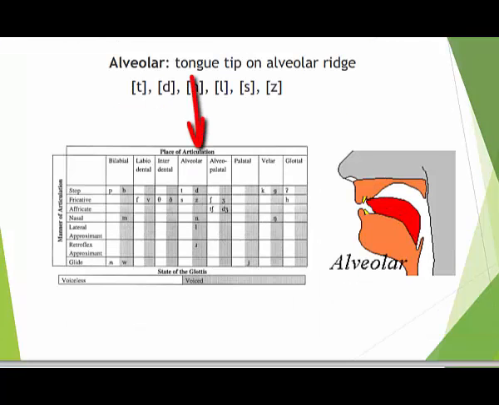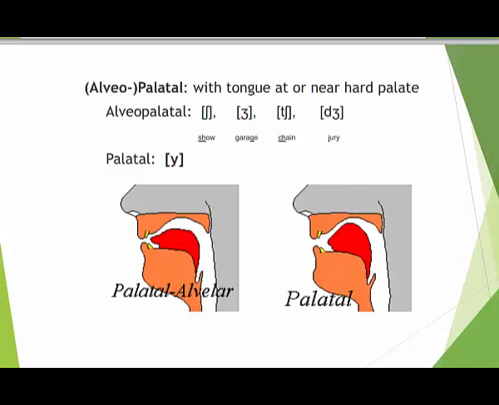Alveolar sounds involve the tip of the tongue being on the alveolar ridge, or that bony ridge right behind your teeth, as you can see here. There's a lot of these sounds, like t, d, n, l, s, and z. The s and z sounds don't quite hit the alveolar ridge, but they come close.